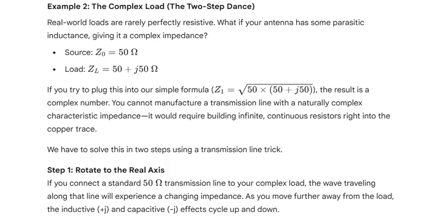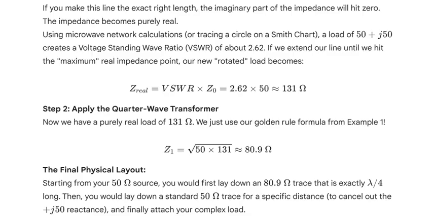If you connect a standard 50 ohm transmission line to your complex load, the wave traveling along that line will experience a changing impedance. As you move further away from the load, the inductive, positive J, and capacitive, negative J, effects cycle up and down. If you make this line the exact right length, the imaginary part of the impedance will hit zero. The impedance becomes purely real.